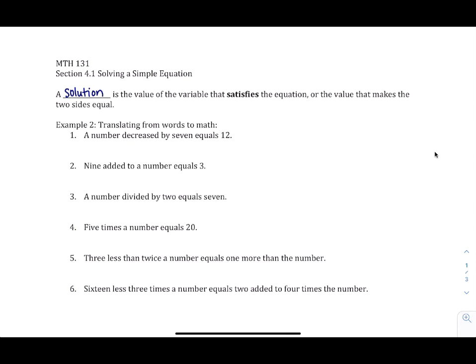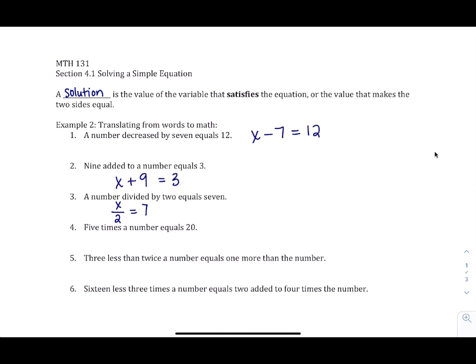First, I want us to practice translating words into math. If you have a number decreased by 7, that means that you start with a number and you're going to subtract 7 from it, and it's going to equal 12. When you have 9 added to a number, then that would be that number plus 9 equals 3. A number divided by 2 equals 7. You take the unknown number, you would divide, so you would make a fraction, by 2 equals 7.